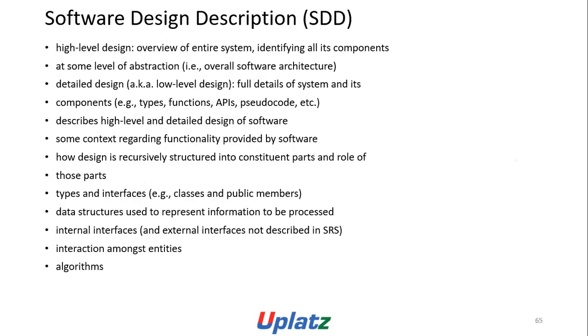Software design description. High-level design: overview of the system, identifying all its components at some level of abstraction, that is, the overall software architecture. Detailed design, aka low-level design: full details of the system and its components, for example types, functions, APIs, pseudocode, etc. Describe high-level and detailed design of software, with some context regarding functionality provided by software. How the design is structured into constituent parts and the roles of those parts.